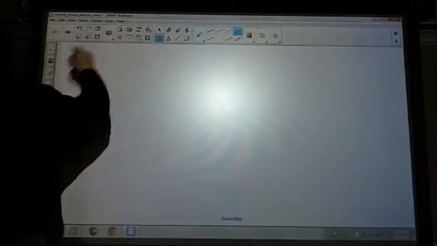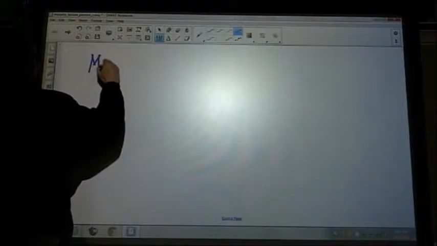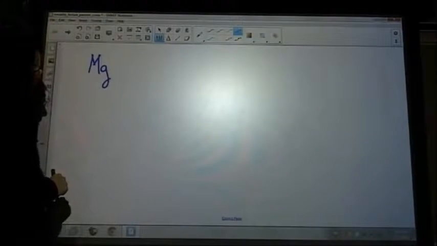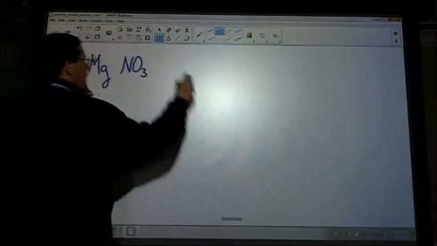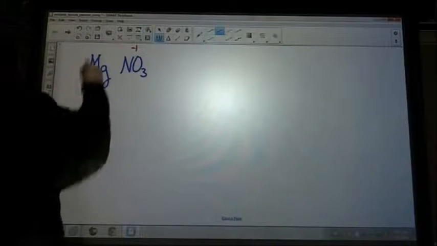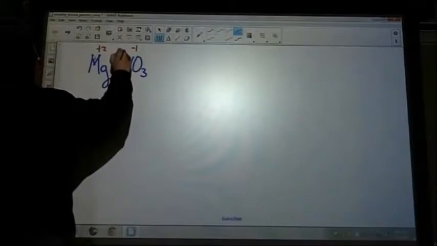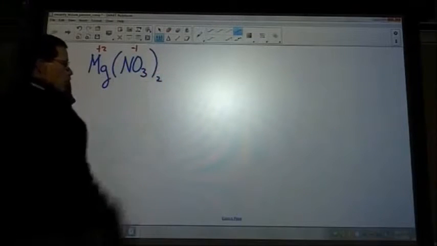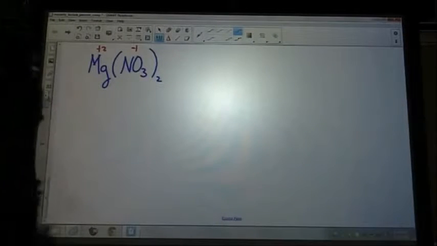So first of all, we have to write magnesium nitrate. How does that look? Mg NO3 -1, good. And the charge on magnesium? +2, awesome. So I need parentheses 2. Good. So we write our formula. The next thing we need to do is find out what the molar mass for magnesium nitrate is.